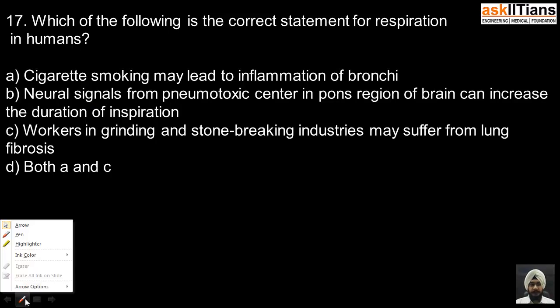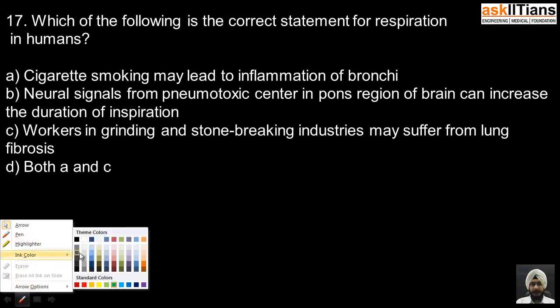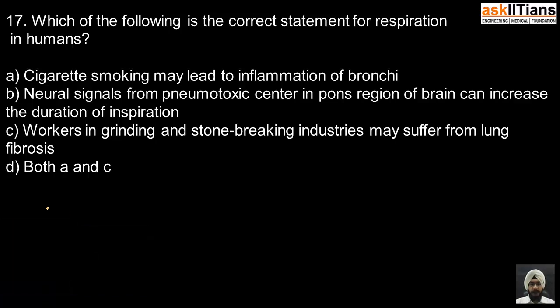So the next question says, which of the following is the correct statement for respiration in humans? The first says cigarette smoking may lead to inflammation of bronchi. Second, it says neural signals from pneumotaxic center in pons region of brain can increase the duration of inspiration. The third says workers in grinding and stone breaking industries may suffer from lung fibrosis. And D says both A and C. So let's go to each option. The first says cigarette smoking may lead to inflammation of bronchi, which is true. Hence it should be the correct statement.